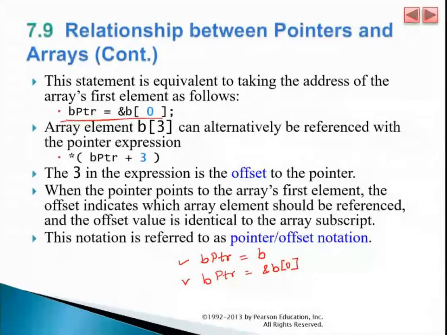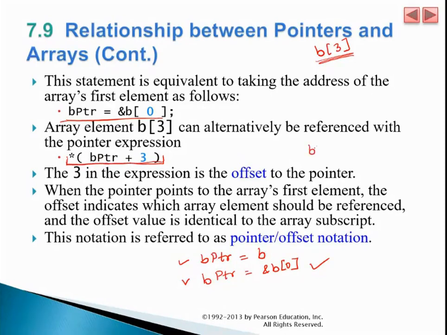Now, please pay attention. There are a few different notations in which you can use these pointers. Suppose this operation has been performed. If you want to refer to the element B[3] of the array, this is one way to refer to it. If you print B[3], it will give you the fourth element of the array, right? Now if you perform this other operation, it has the same impact.